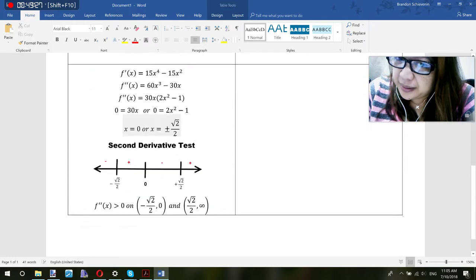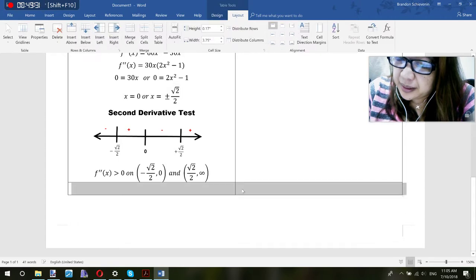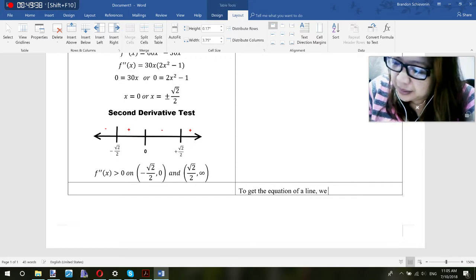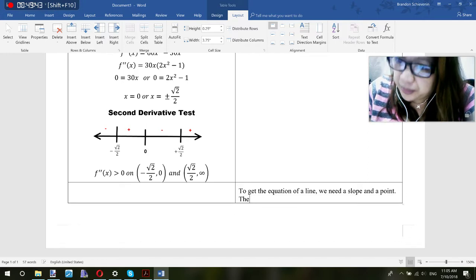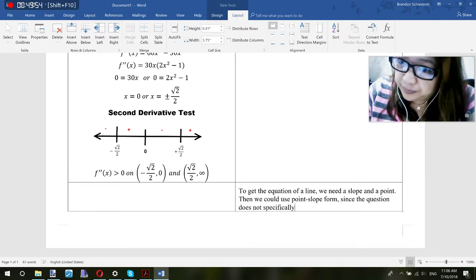Okay, so to get the equation of a line, we need a slope and a point. Then we could use point slope form, since the question does not specifically ask for slope intercept form.